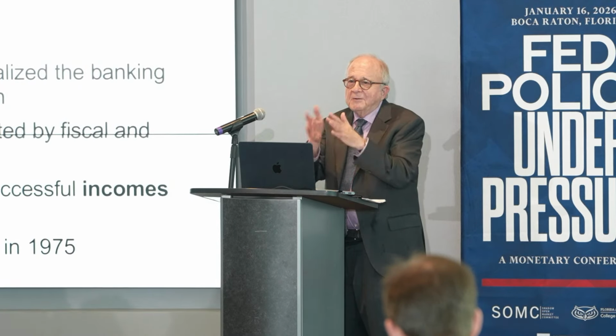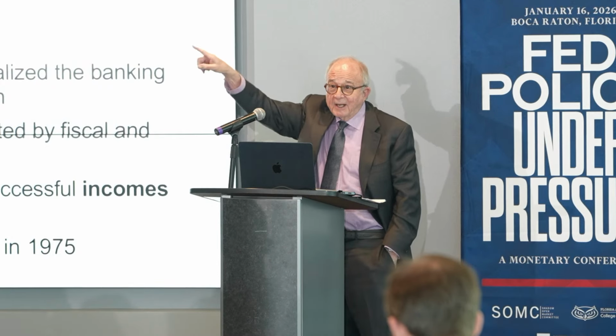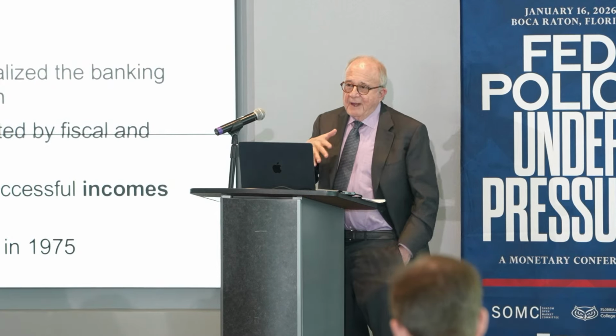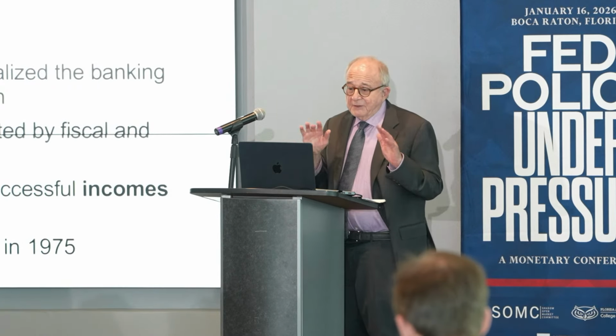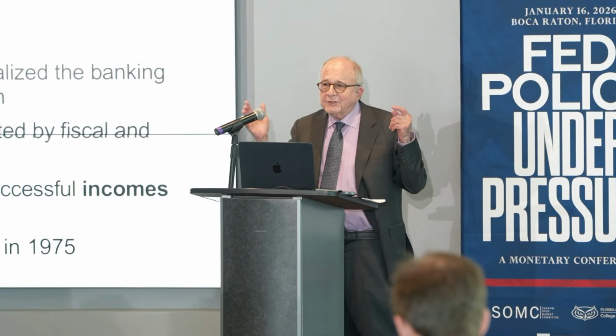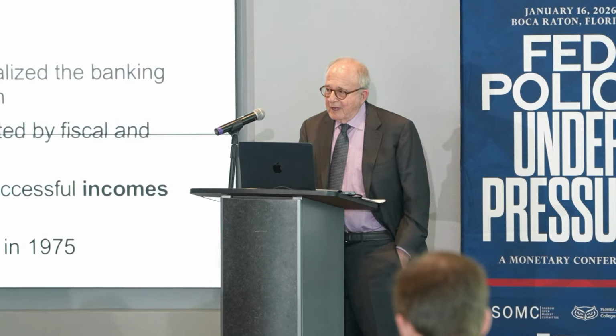Then the other unions, the private sector, would go on strike, wildcat strikes, to catch up. And then you've got incomes policies, and they were very unsuccessful, just like in the US. And so you get the perfect storm of 25% inflation in 1975.